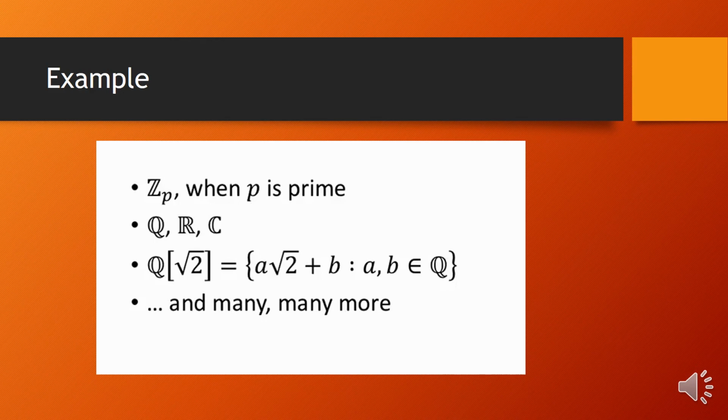These are the examples of fields. Integers modulo a prime number, then rational numbers, real numbers, and complex numbers, and then the rational numbers with the square root of 2, that is, a + b√2 where a and b are elements of the rational numbers, and many more.